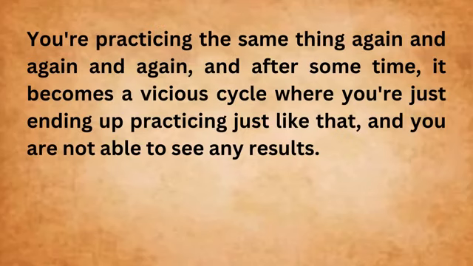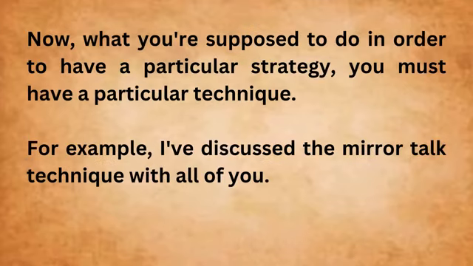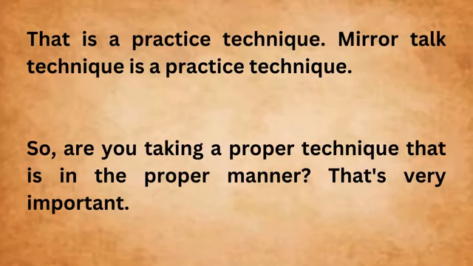You're practicing the same thing again and again, and after some time, it becomes a vicious cycle where you're just ending up practicing just like that, and you are not able to see any results. Why is this happening? Because there is no particular aim, no particular direction, or no strategy to that practice. Now, in order to have a particular strategy, you must have a particular technique. For example, I've discussed the mirror talk technique with all of you. That is a practice technique.